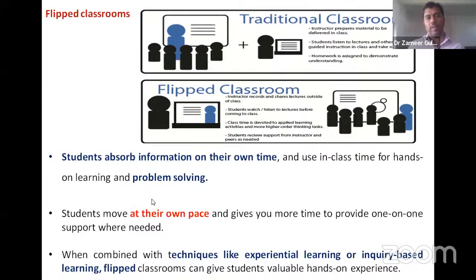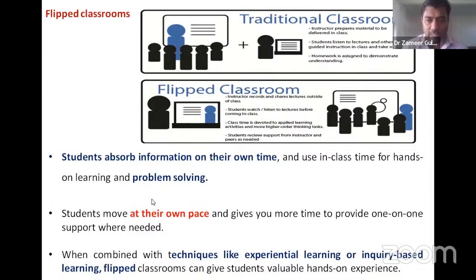What actually happens in traditional classrooms is that you go to class, you teach the students, and you give them assignments or homework. They do that assignment and homework at home. But what the flipped classroom says is that the basic concepts we would teach you in school or college, you get at home. We will provide you the educational material, and you try to learn those basic concepts at home.